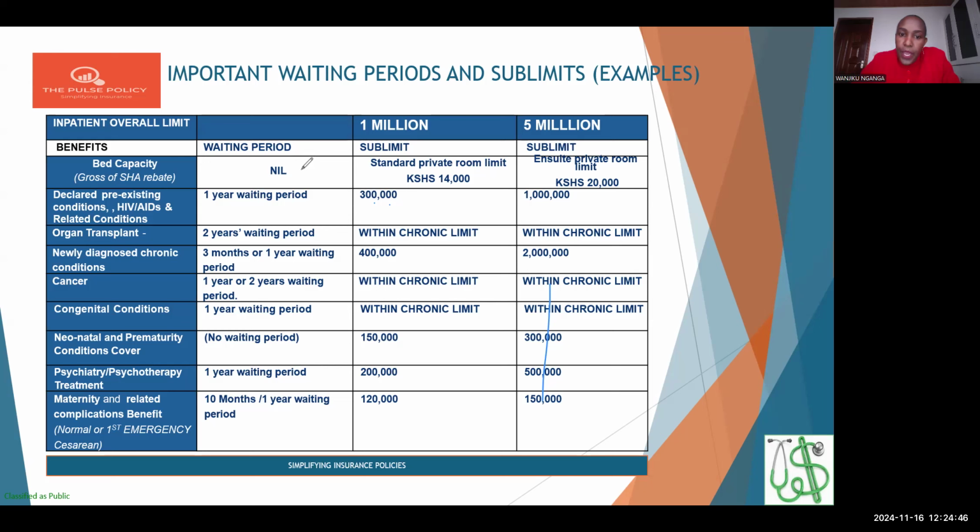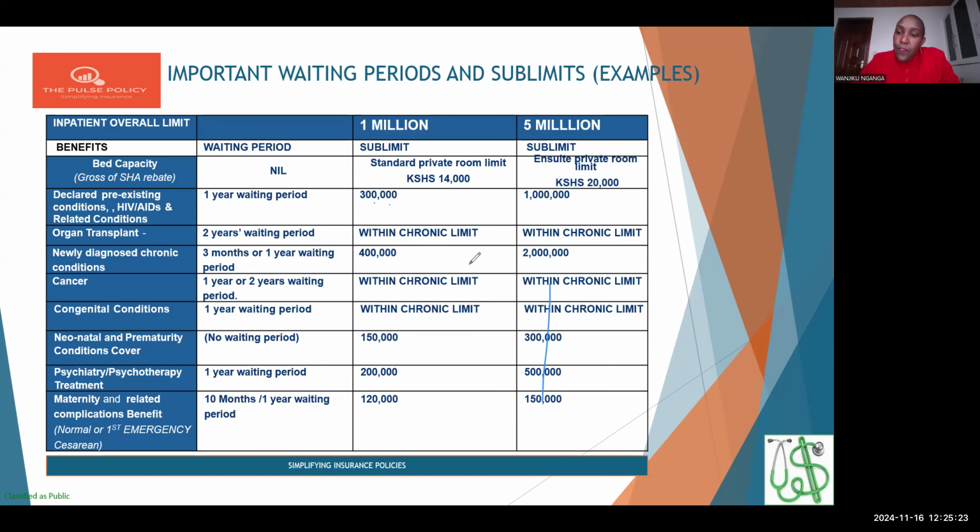So if you compare here, for example, this one has 300,000. You see that for the newly diagnosed, probably they have given you a higher limit of 400,000. And for the cover of 5 million, you notice that the declared one is 1 million, but the ones which are newly diagnosed have been given a higher limit of 2 million. But this applies only in the first 1 year. In the second year, it falls to the 300,000 and 1 million. So the newly diagnosed condition, these higher limits only apply in the first 1 year. The second year, it falls back to the usual limits of the 300 and 1 million.